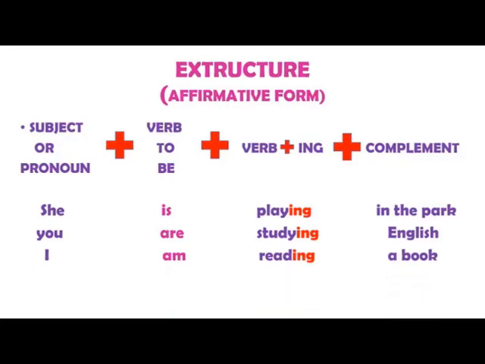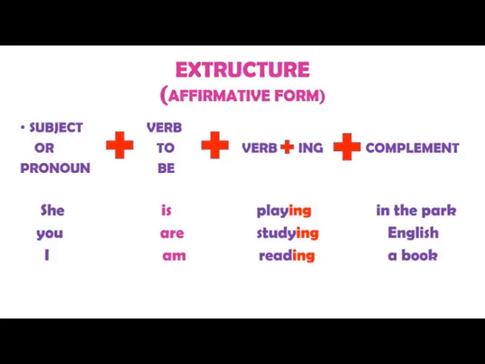Okay, subject or pronoun: she, you, I. Verb to be: is, are, am. Verb plus ing: playing, studying, reading. Complement: in the park, English, a book. Okay, this is the correct order, right? Repeat after me, please. She is playing in the park. You are studying English. I am reading a book. Excellent, students. Very good. Good job.